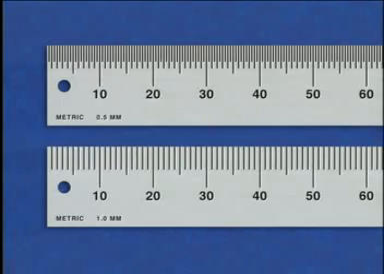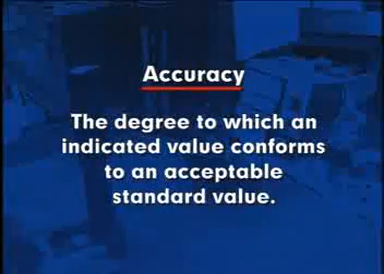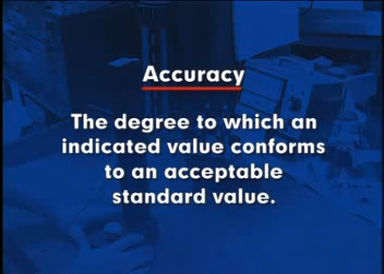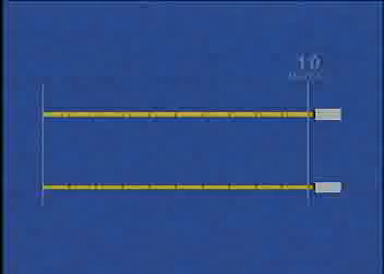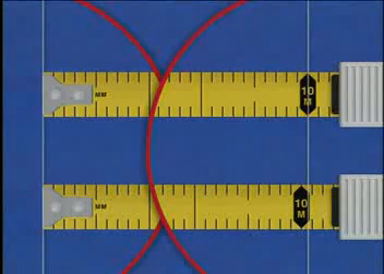rule marked in millimeters. Accuracy is defined as the degree to which an indicated value conforms to an acceptable standard value. For example, two tape measures may both have the same resolution or graduation, in this case millimeters. However, if these tape measures are not equally accurate, their differences become more noticeable at greater lengths.